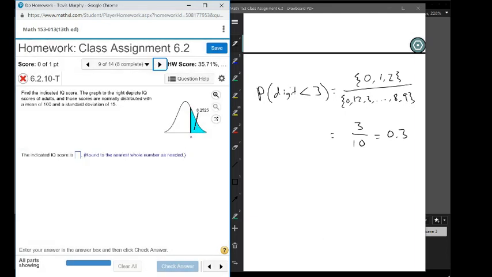Find the indicated IQ score. The graph to the right depicts IQ scores of adults, and those scores are normally distributed with a mean of 100 and a standard deviation of 15.